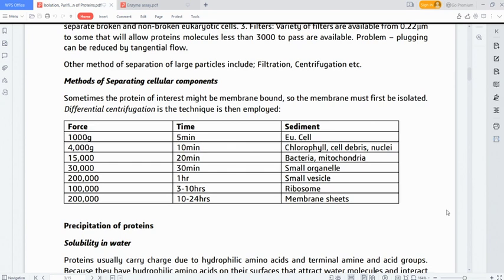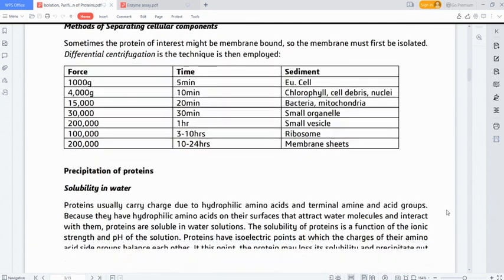Now, if you increase again to 30 G for 30 minutes, you can see that small organelles will be gotten, and so forth, just like that till you get down to the membrane sheet. So this method of separating by increasing the time and the speed of the centrifuge is actually known as differential centrifugation.